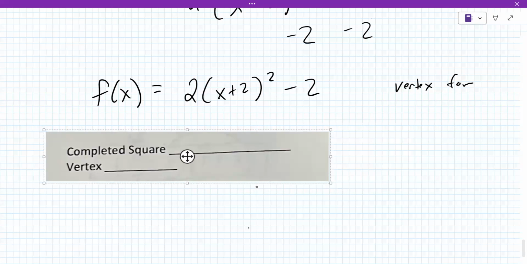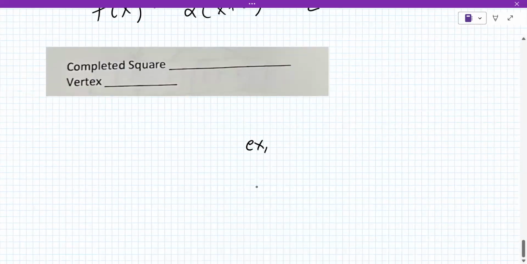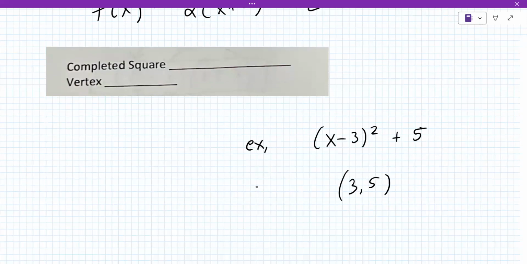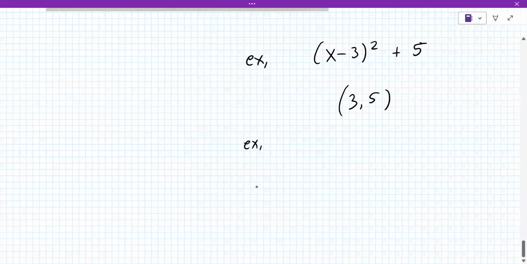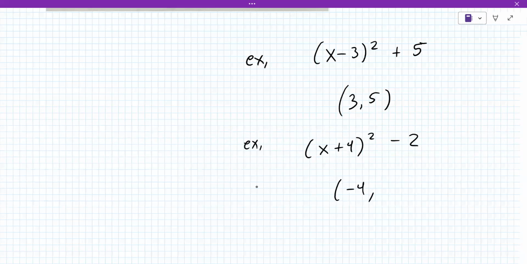So let me give you some examples here. Let's say it's x minus 3 squared plus 5. The vertex would be 3 comma 5. But if I give you a different problem where it's x plus 4 squared minus 2, the vertex is minus 4, minus 2. What I want you to notice about these two examples is that the constant on the right is part of the vertex as is, but inside parentheses, it's different. See how when it's minus 3, it becomes plus 3. When it's plus 4, it becomes minus 4.